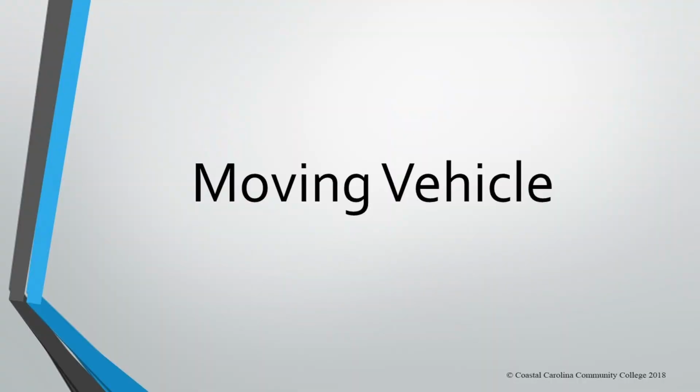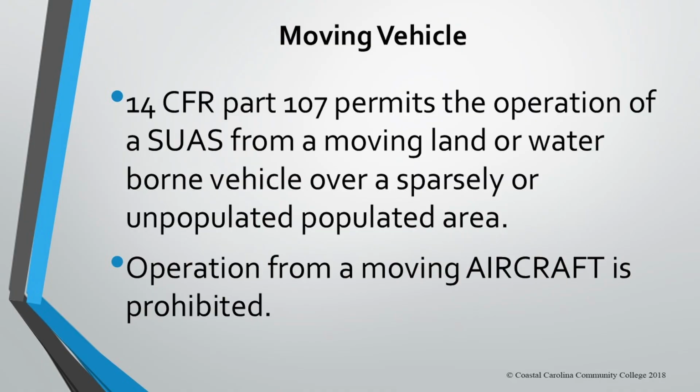So for recreational, what about operating from a moving vehicle? Part 107 allows the operation of a drone from a moving land or waterborne vehicle over a sparsely or unpopulated area. Operating from a moving aircraft is prohibited. Obviously, the driver of the vehicle is not permitted to operate the drone.